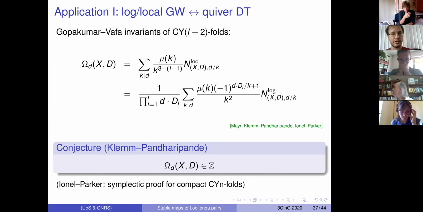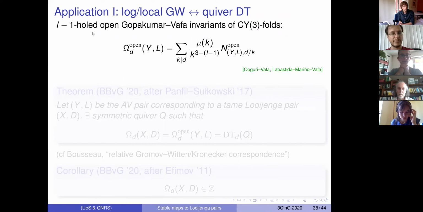Now, what do we learn about these invariants from this web of connections with log and open Gromov-Witten invariants? Well, if we consider L-1 hole open Gopakumar-Vafa invariants for Calabi-Yau threefolds, we can define them by exactly the same multi-covering formula. So here, mu is the Möbius function. So it's 0 if k is an integer with repeated prime factors, and otherwise it's -1 to the number of prime factors in k. It is exactly the same formula that we would have had for a Calabi-Yau 2 plus L fold. So if the genus 0 invariants are the same, then all the BPS invariants are the same.